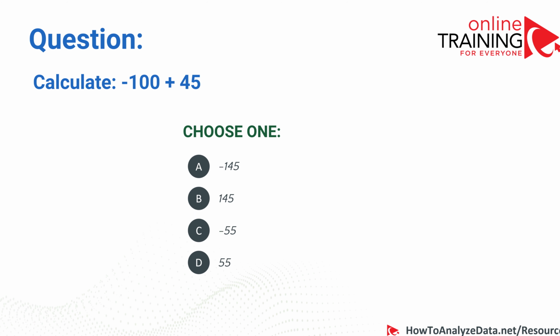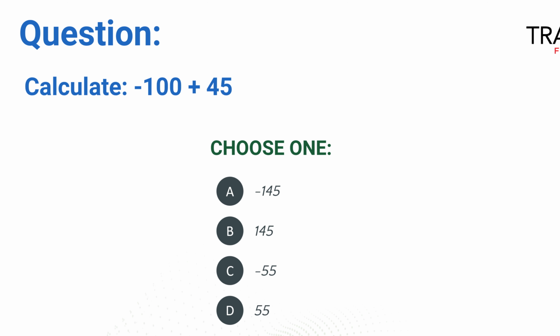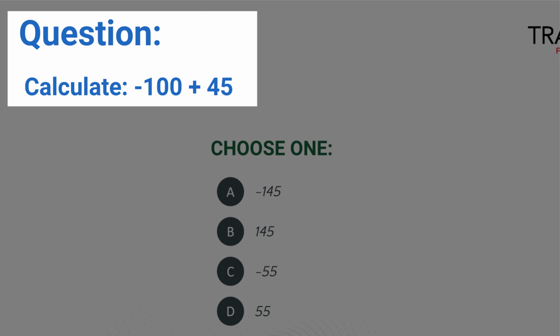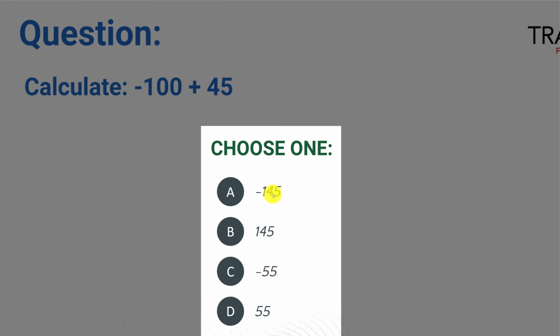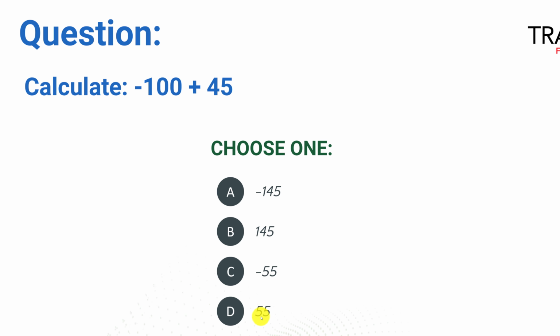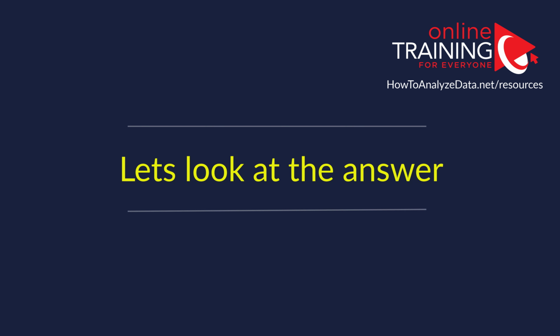Here's the question which tests your knowledge of working with negative numbers. Calculate minus 100 plus 45. Here, keep in mind that minus 100 is very tricky. Some people just don't see this minus sign right before the 100. And there are 4 choices: minus 145, 145, minus 55, and 55. So what do you think is the right answer?